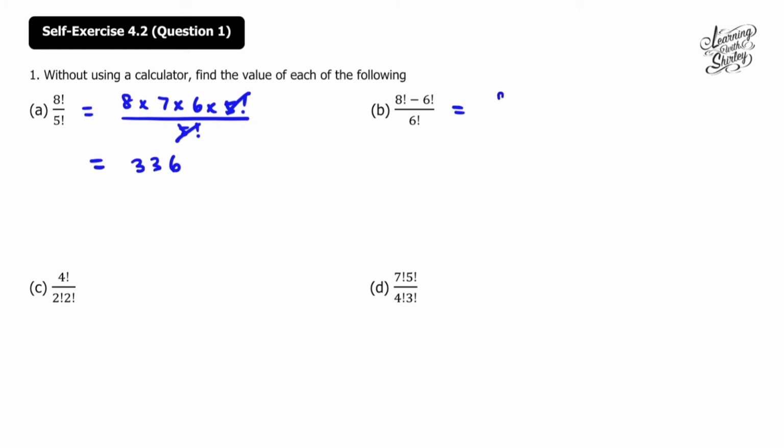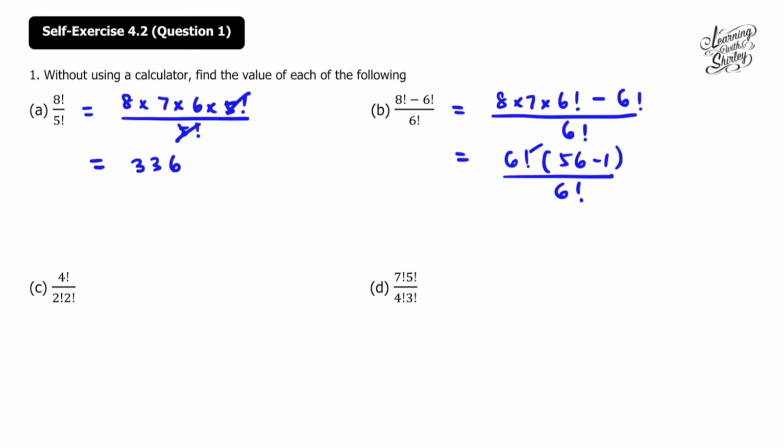Okay, so the top I'm going to change to 8 times 7 times 6 factorial, and then minus 6 factorial, over 6 factorial. So we can factorize the 6 factorial out. So 8 times 7 is 56, minus 1, over 6 factorial. And then we can cancel off the 6 factorial top and bottom. So the answer is 55.